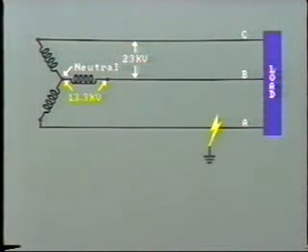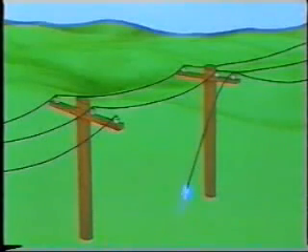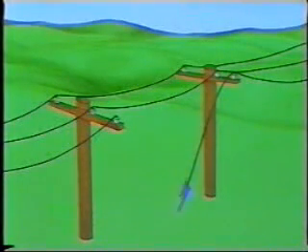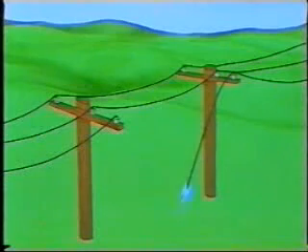However, this method presents several possible hazards. First, at the fault location, we have a live conductor coming into contact with ground, which may be accessible to personnel. Moreover, there may be an arc present, which if not interrupted will cause serious damage by burning.